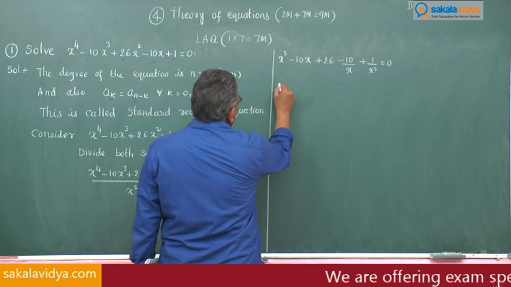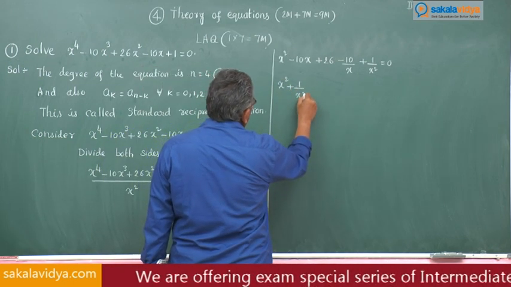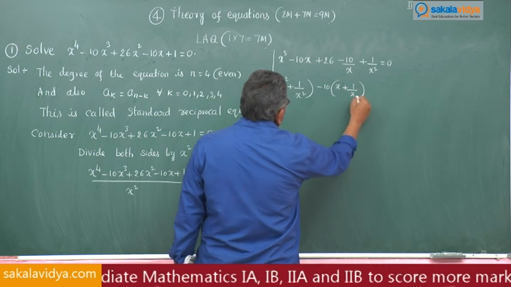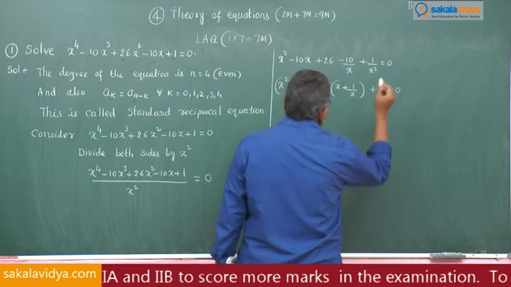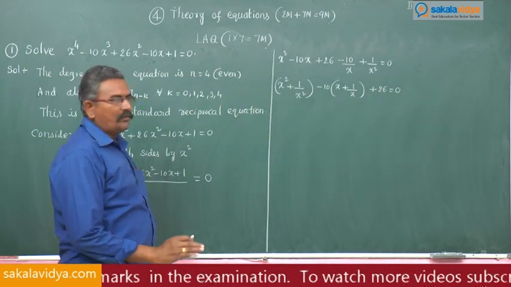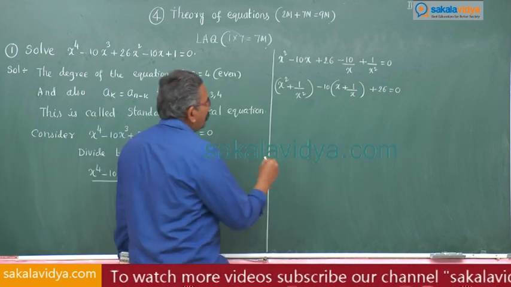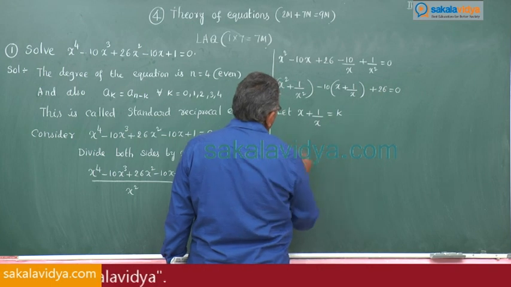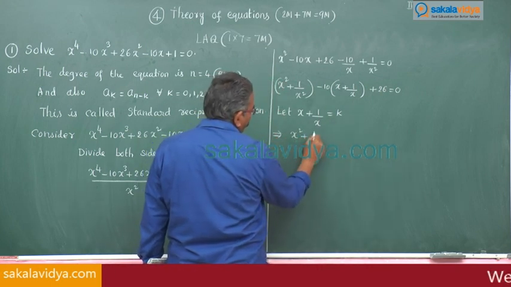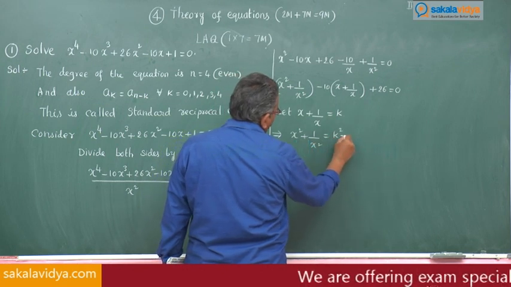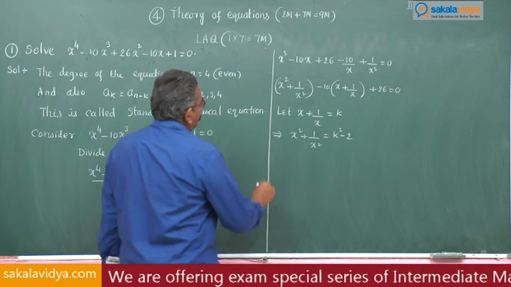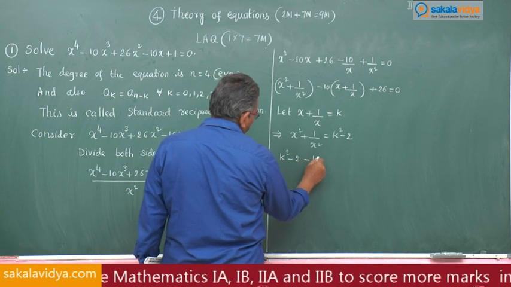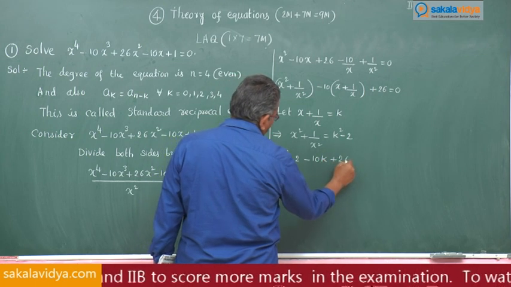Now this we can write x square plus 1 by x square as one group. From these two take minus 10 common, we get x plus 1 by x, plus 26 is equal to 0. Now we have to reduce this equation to a quadratic equation form. Let us suppose x plus 1 by x is equal to k. That implies x square plus 1 by x square is equal to k square minus 2. Let us substitute: k square minus 2 minus 10k plus 26 is equal to 0.